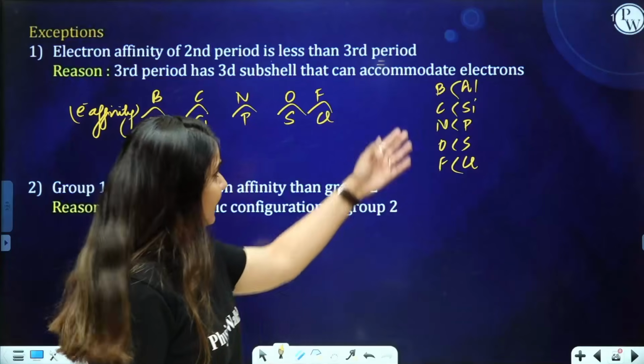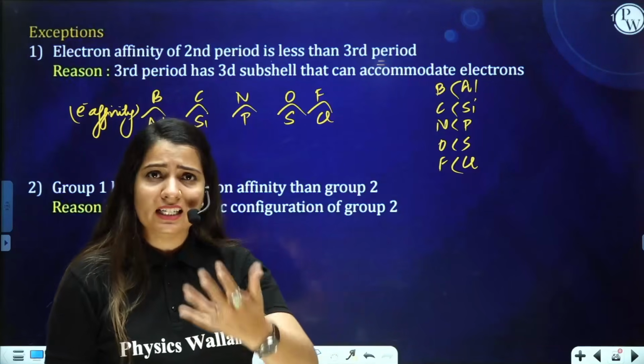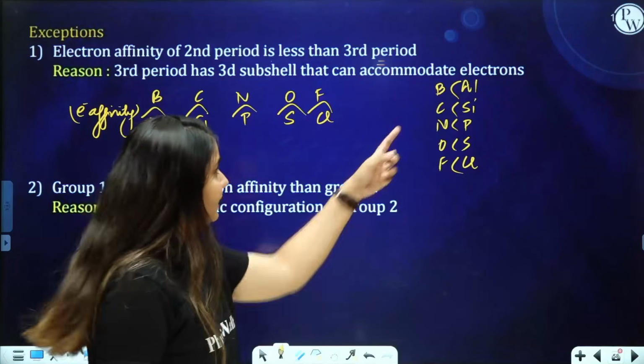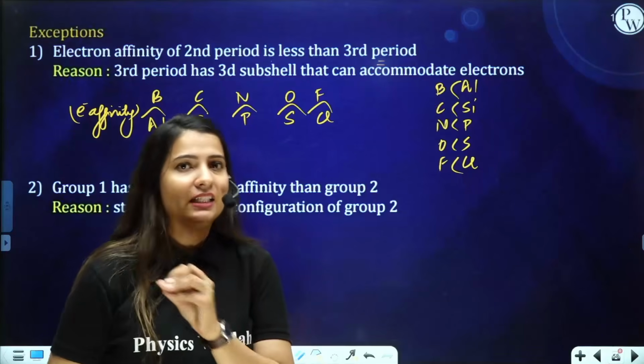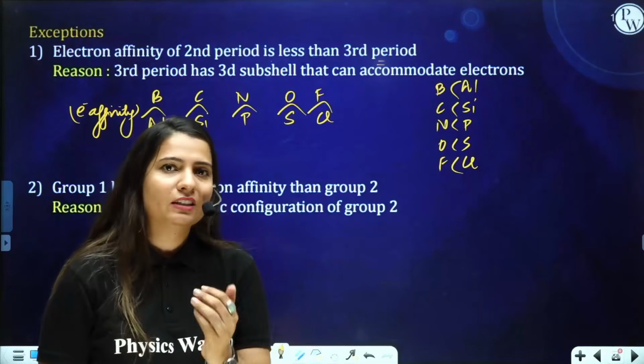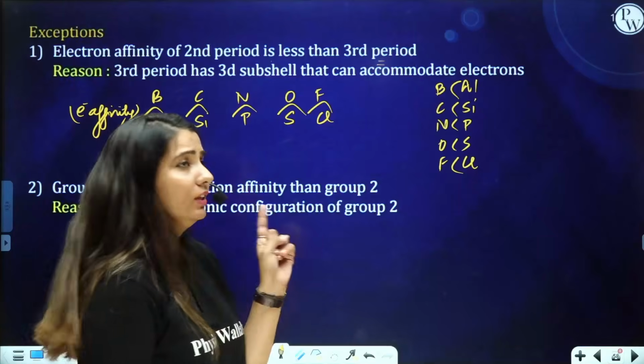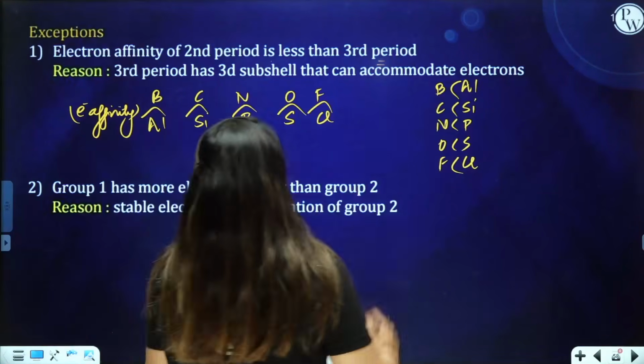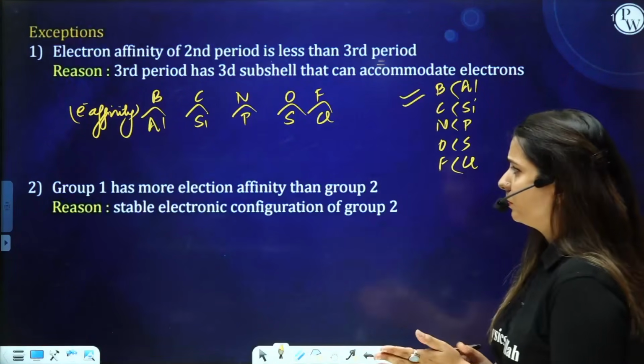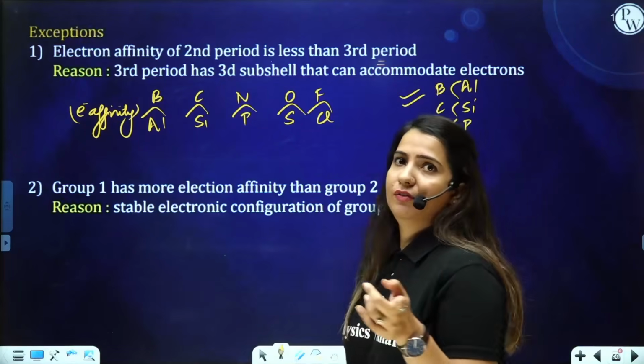Why do these elements, being smaller in size, have less electron affinity? Because all these third period elements have empty 3d orbitals. They can accept electrons effectively. This is the reason, but you don't need to learn the reason; you should know the trend which is followed over here. Remember the trend. Group 1 has more electron affinity than group 2.